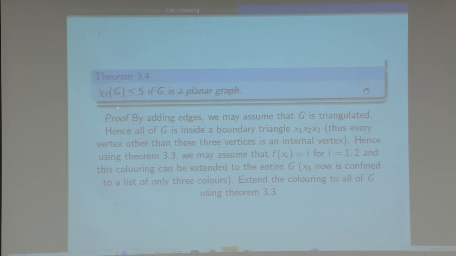Yeah, so the consequence of this argument is that for a planar graph, adding edges, we can assume that G is triangulated. So inside the boundary, this can be extended using that main induction based result that we proved. So that's a result of Thomason, that the list coloring number of every planar graph is at most 5.